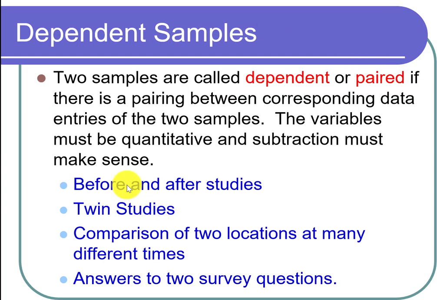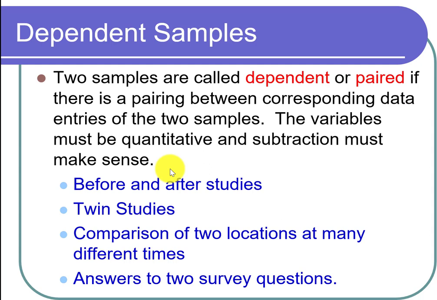So now let's talk about dependent samples. Dependent samples are pretty different. So now we're looking at paired data. Two samples are called dependent or paired if there was a pairing between corresponding data entries of the two samples. The variables must be quantitative and subtraction must make sense. Then we can consider them dependent or paired and conduct a hypothesis test and find a confidence interval for the paired differences.